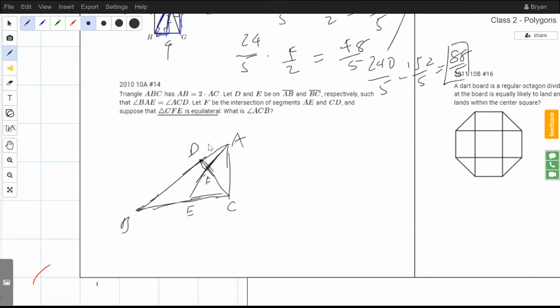Anyway, so we have AB equals 2 times AC, but we're not given any kind of side length or anything.